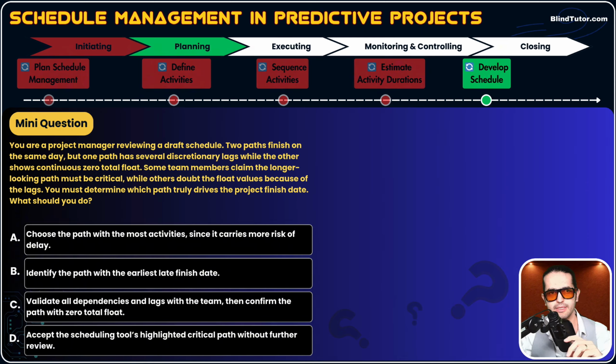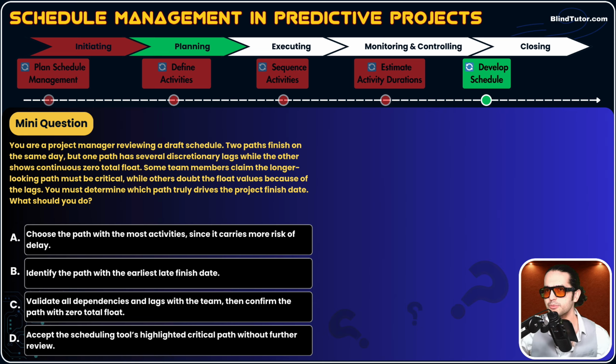Some team members claim the longer looking path must be critical, while others doubt the float values because of the lags. So there are some doubts about the lags and about the total float. The numbers that we have put there, the duration and the TF values in the schedule network diagram, are not validated. There may be some flaws.